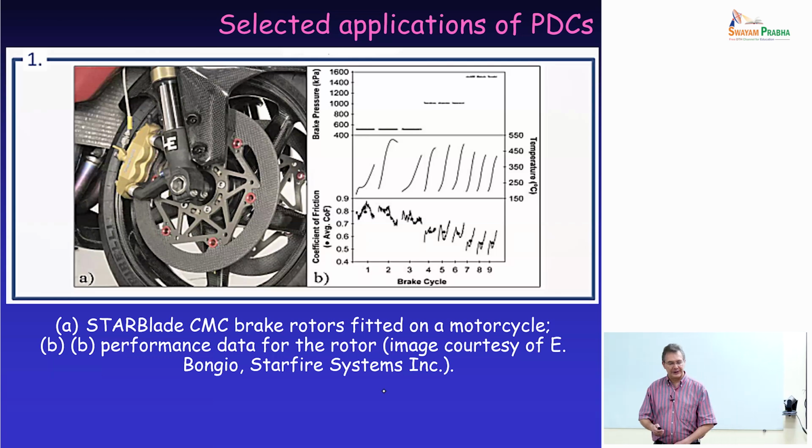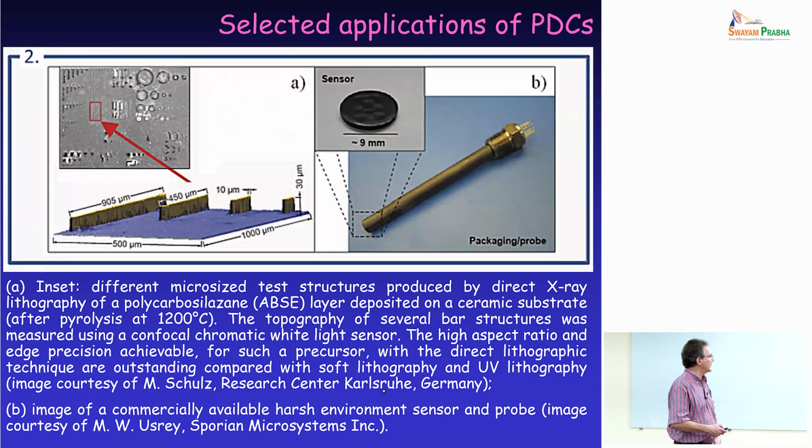In terms of applications, I mentioned that CMCs are an important part of the use of preceramic polymers. And this is an example of a rotor for a motorcycle brake system. These are high temperature sensors because these phases, silicon carbonitride and silicon oxycarbide, can operate at higher temperatures than other ceramic materials, and still possess some functional properties that enable them to be used as sensors.